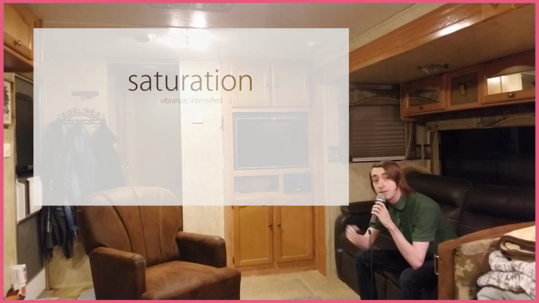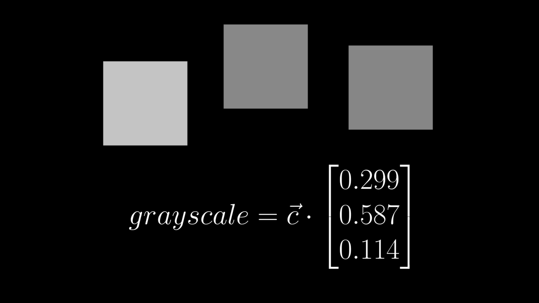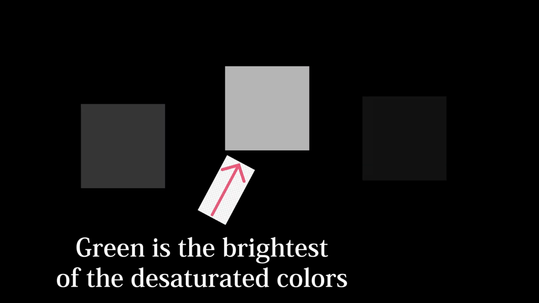Speaking of more effects, do you find that your colors are too dull? Or perhaps they aren't dull enough? Introducing saturation. In order to control saturation, we need to calculate a grayscale value for our color. This can be done by dotting our color with the following vector, which will accentuate the green channel, since green has the most impact on perceived luminance.